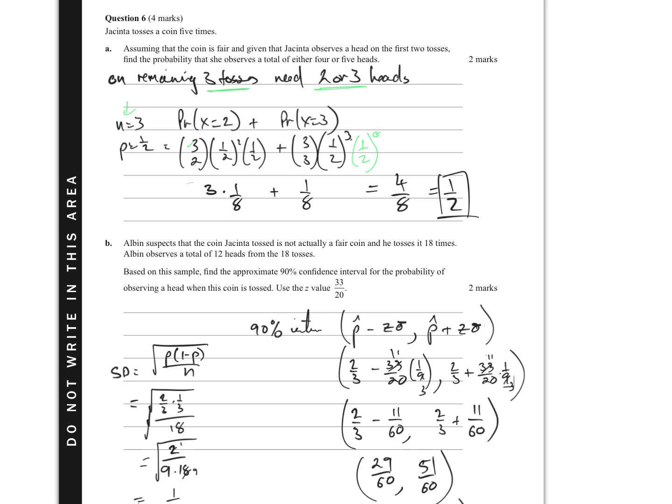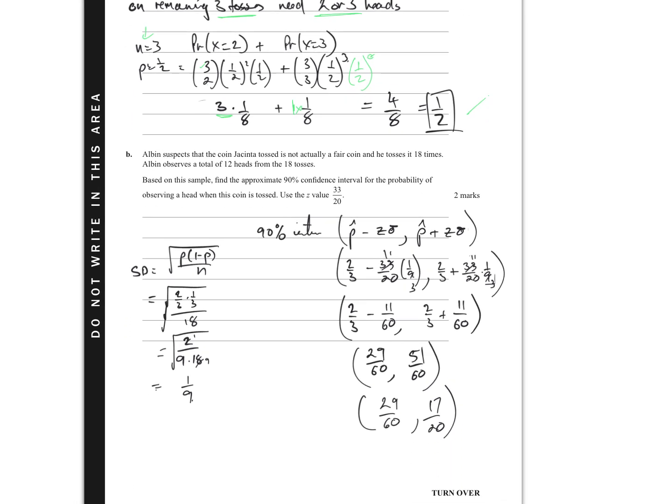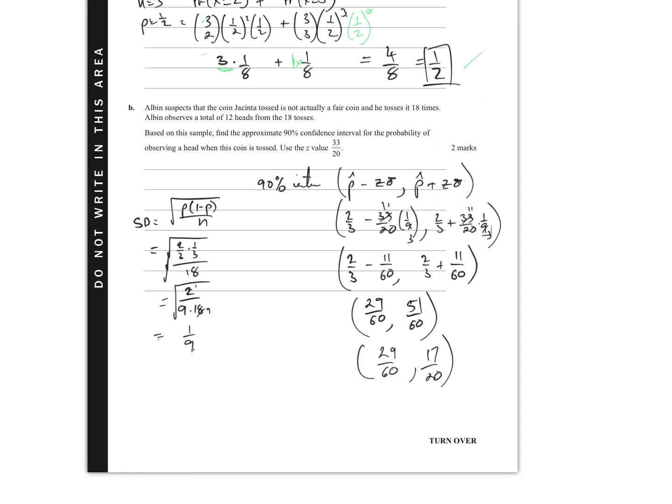So a half squared is a quarter times a half is an eighth, 3C2 is 3, 3C3 is 1, 1 on 2 cubed is an eighth. Add them together we get 4/8, which is a half. Okay, so that's a typical sort of problem.